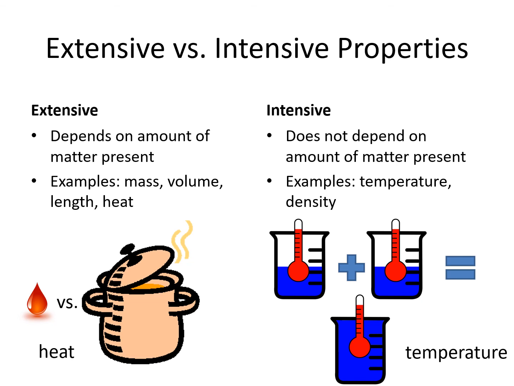Another intensive property is density. It doesn't matter if I have a thimble full of water or a bathtub full of water. The density will be the same. Since it's always the same, I can look it up in a table, and I find that at room temperature, the density of water is always 1 gram per milliliter.